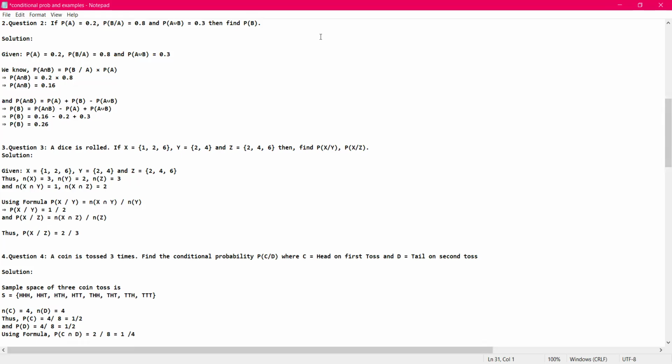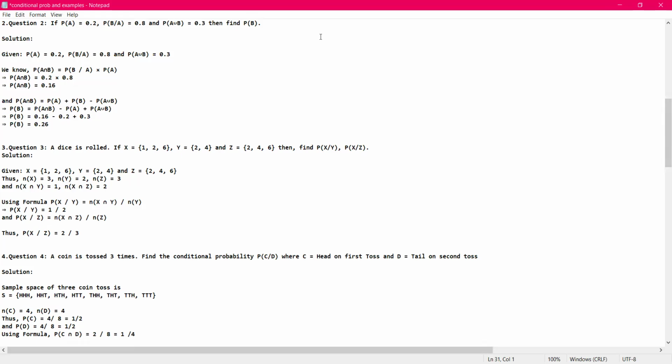Now we will find the value of P of B. In order to find the value of P of B, we'll use this formula: P of A union B equal to P of A plus P of B minus P of A intersection B. Already in the axioms of probability we have seen this. So we can also write P of A union B equal to P of A plus P of B minus P of A intersection B.